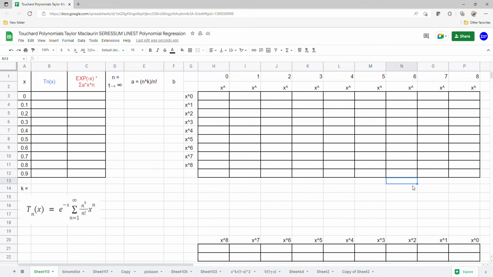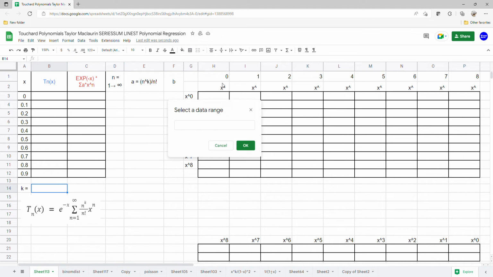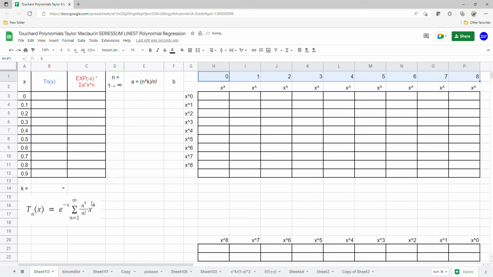In this video, generate the Touchard polynomial from 0 to 8 degree. So our value for k will be data validation over the range 0 to 8 and save this. So we can start at 0.